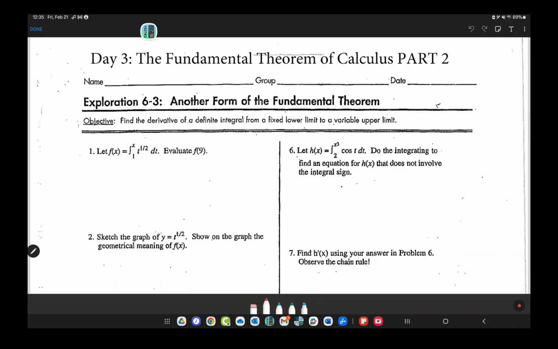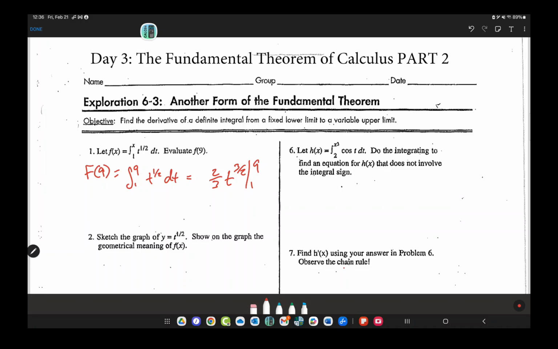So let f of x equal the integral from 1 to x of t to the 1/2 power dt. Evaluate f of 9. Okay, so f of 9 would be the integral from 1 to 9 of t to the 1/2 dt. So that would give you 2/3 t to the 3/2 from 1 to 9.